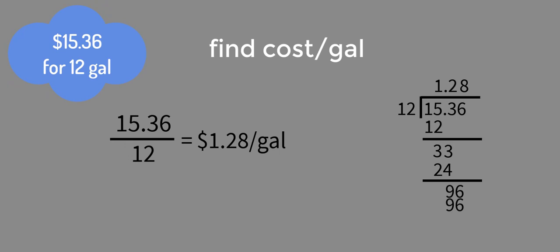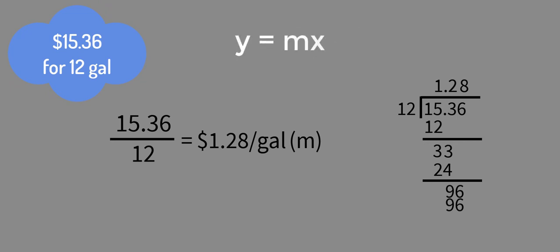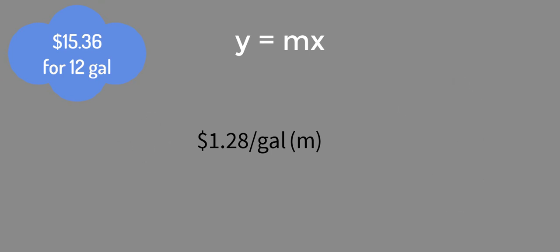Now remember that this cost per gallon is also considered slope. That's also considered rate of change. They're all represented by m in the equation y equals mx. So we just substitute that into the equation: y equals 1.28x.